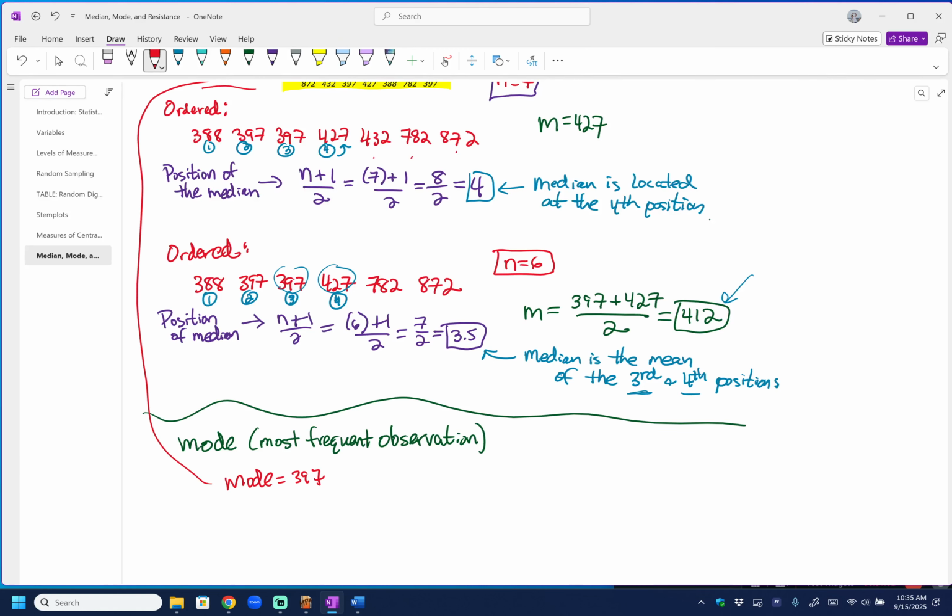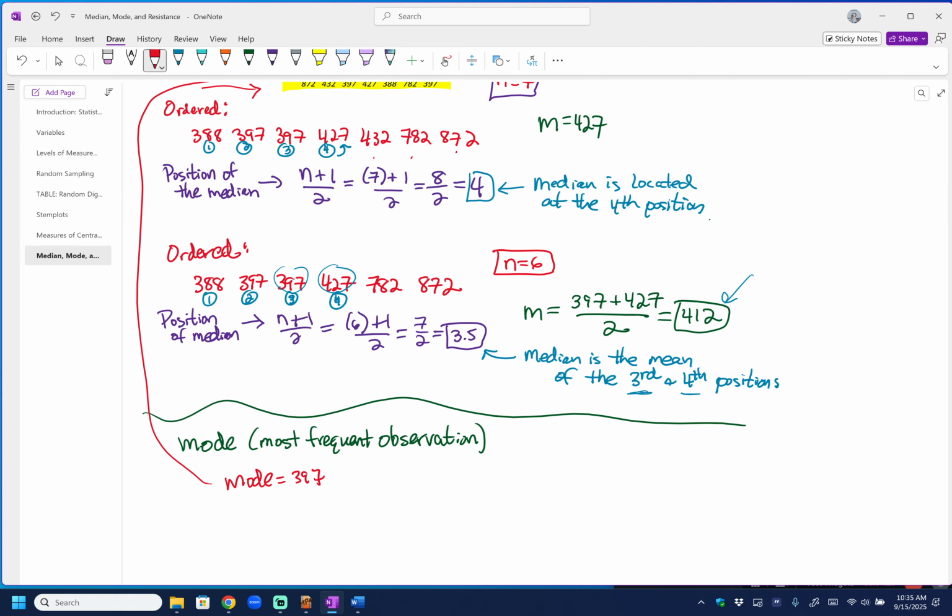But there are some scenarios that you want to make sure you're aware of. If there is no repeated value, then there is no mode, and that should make sense. You don't say 0, because there's a possibility in a data set that the number 0 could repeat. So we don't want to go there. We just want to say there is no mode.